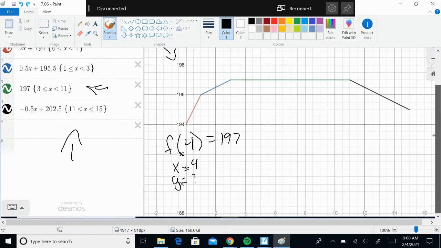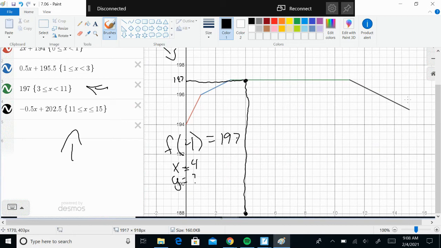The second way you can do this is you can scroll down and find 4 on my x-axis, which would be right here. And I'm going to go up until I run into my graph. That happens at this point here. The y value at that point is 197. So that would be my y value. So the f of 4 is 197.